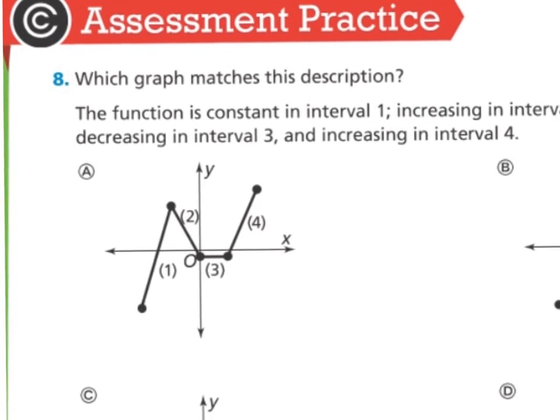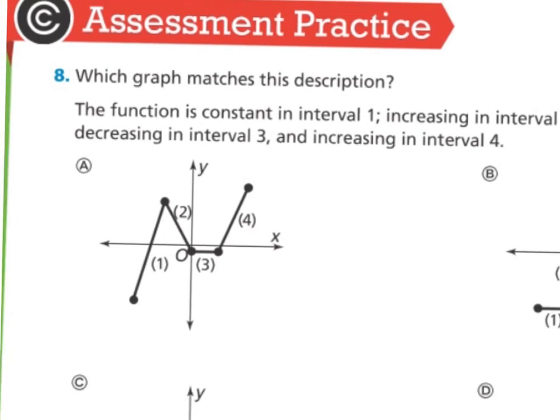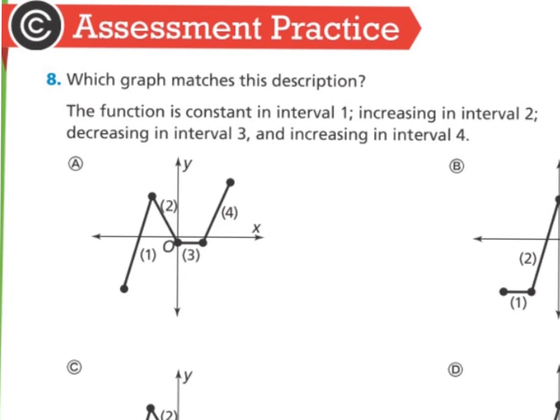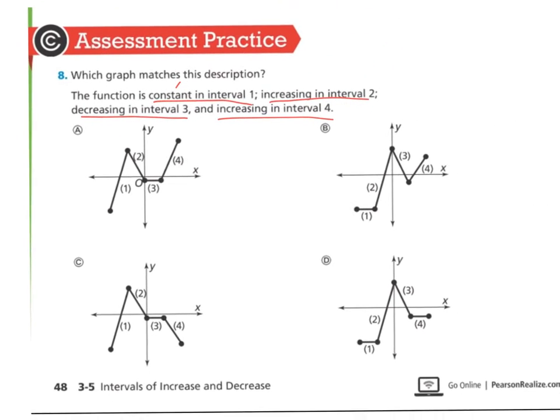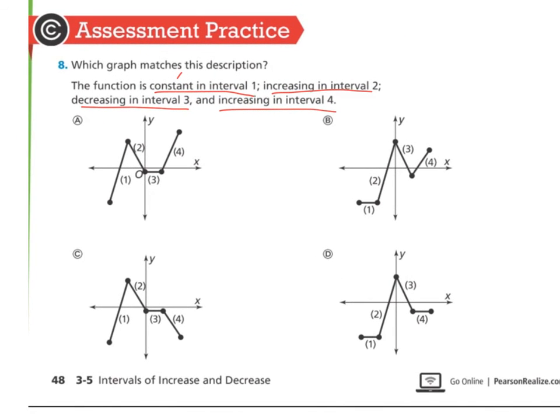Number 8, they're asking which graph matches this description. So the function is constant in interval 1, increasing in interval 2, decreasing in interval 3, increasing in interval 4. So just go through the process here. Constant in interval 1. If we look at the graphs here, the only graphs that are constant for interval 1 would be graphs B and D. So that's already got it narrowed down. It's not going to be A or C over here.